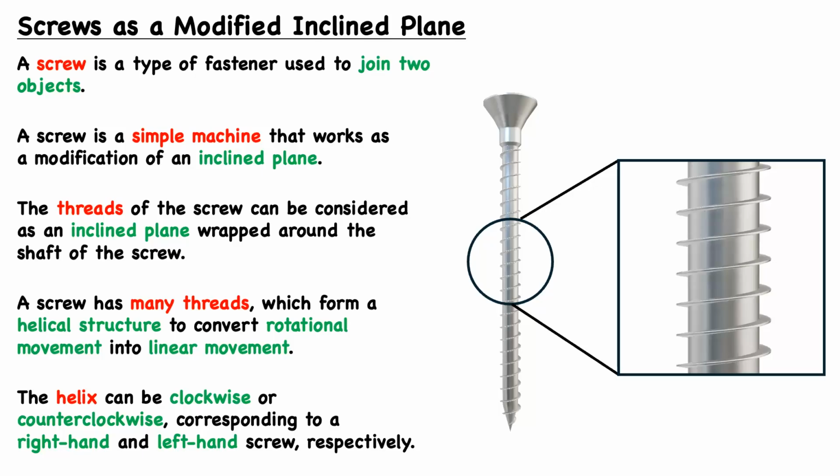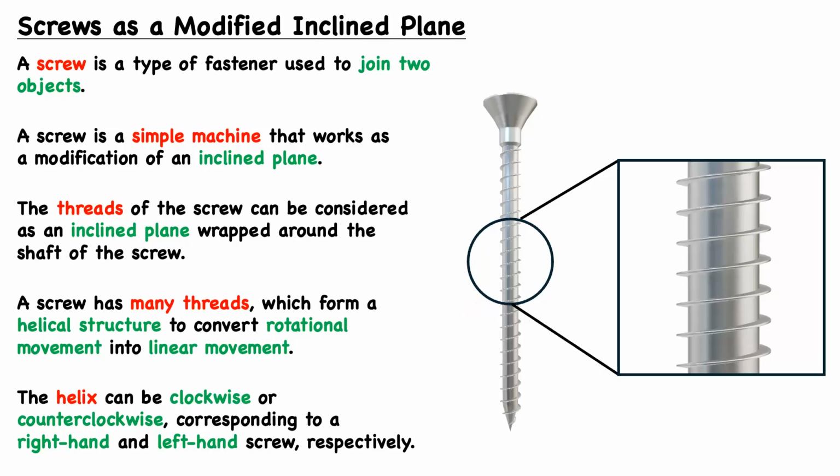But if we put our physics hat on, we can consider a screw a simple machine, as we've already mentioned, that works as a modified inclined plane. Now, this may not be self-evident, so let's take a look. So here we have a screw, and we can take a look at a particular region at a higher resolution so we can see and visualize the inclined plane.